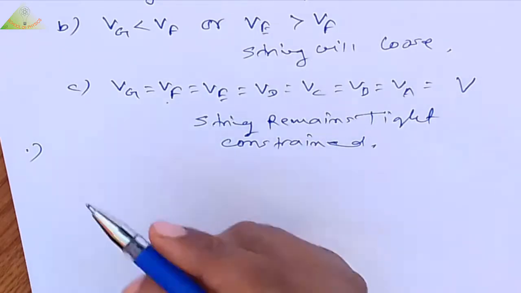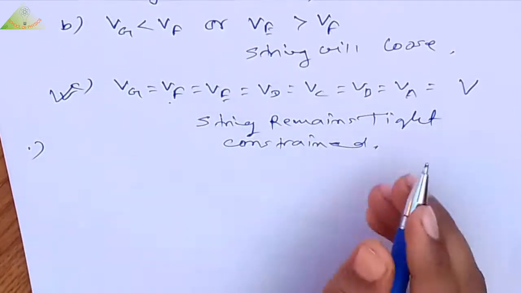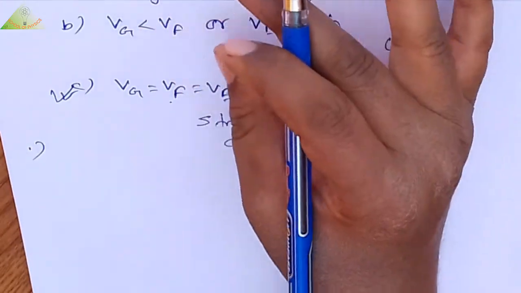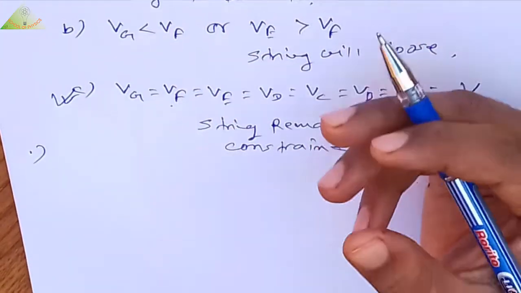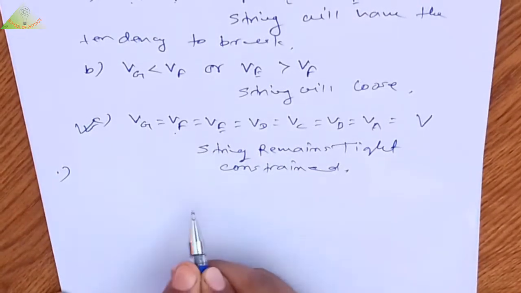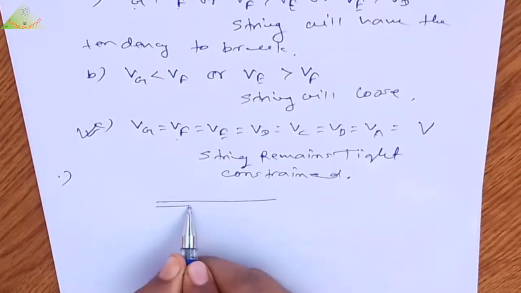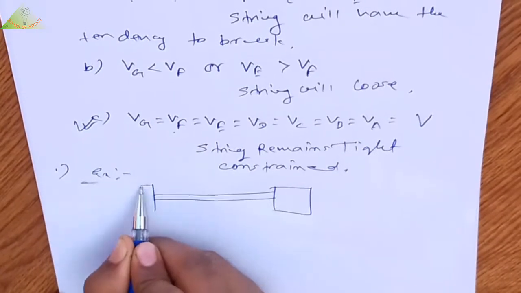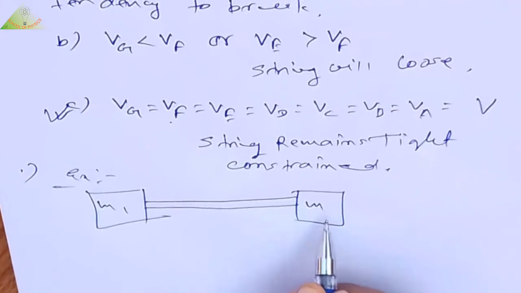This is the third condition which will be handling all this constraint. These two conditions are not constraints, these are concepts you need to understand how points are moving. So I will take one example. Suppose I am taking one string. Again, this is an example session. One block is this, and this is one block. This one is m1, this one is m2.